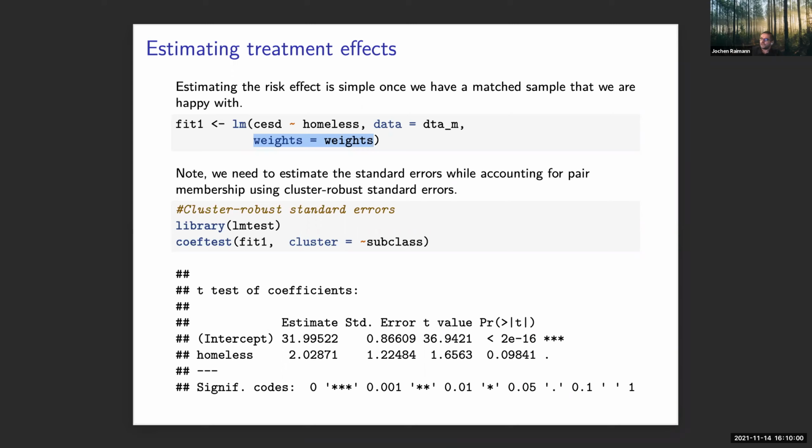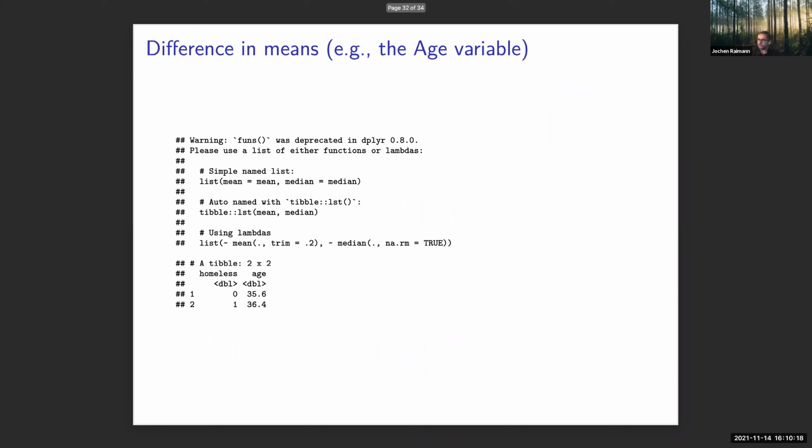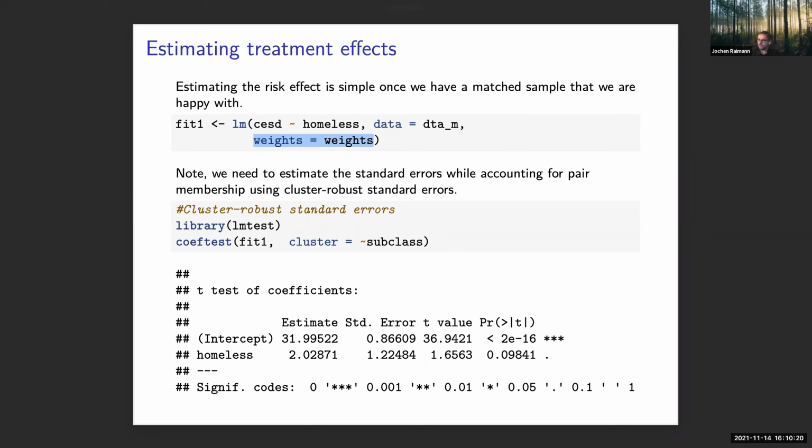So now we need to estimate standard errors while accounting for pair memberships using cluster robust standard errors, and this can basically be extracted using coeftest from the element test of fit 1. If you look here at the standard error, this will now be analyzed without the covariates. That's also important. You have matched the covariates, so you will not use the covariates anymore.